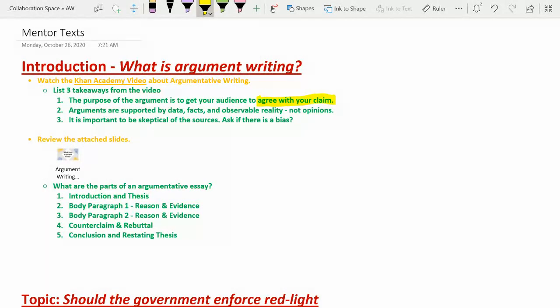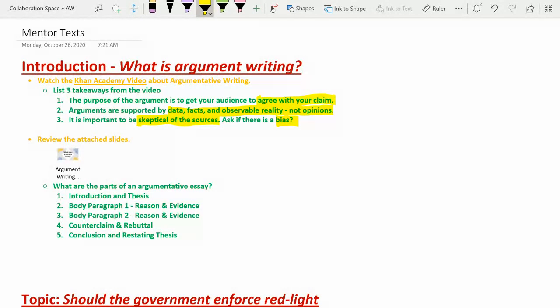In order to do that, our arguments need to be supported by data, facts, and observable reality, not opinions. Your opinions are not strong enough to get your audience to agree with your claim. So as we read through articles, we had to remember that it was important to be skeptical of the sources and to understand bias. We learned what good evidence was, and we located that in our articles.